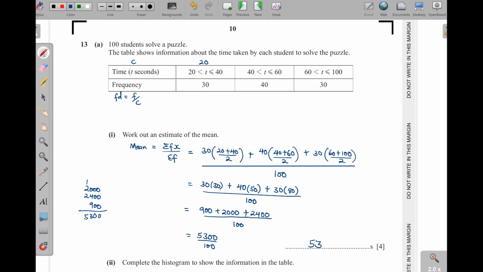Then 60 minus 40, that will be 20. And then 100 minus 60, that is 40. So here we shall have the frequency 30 over 20, which will be 1.5. And then here, this will be 40 over 20, that will be 2. And then 30 over 40, which is the same as 0.75.